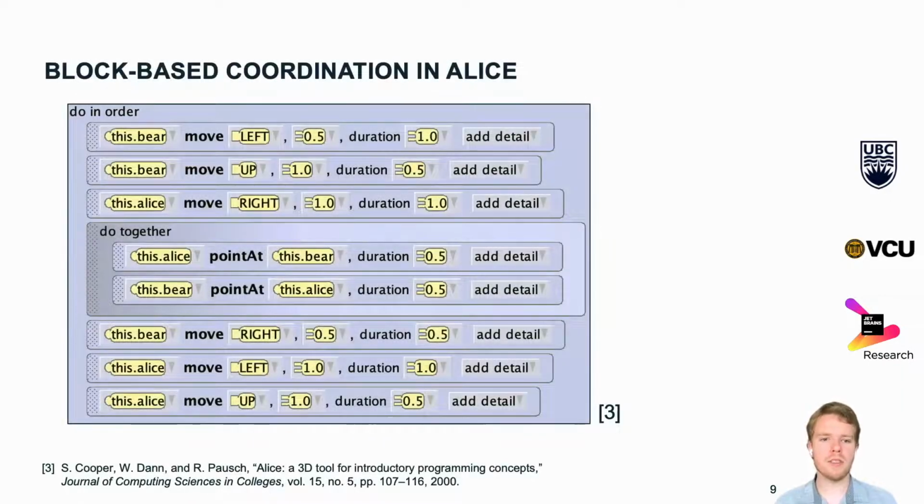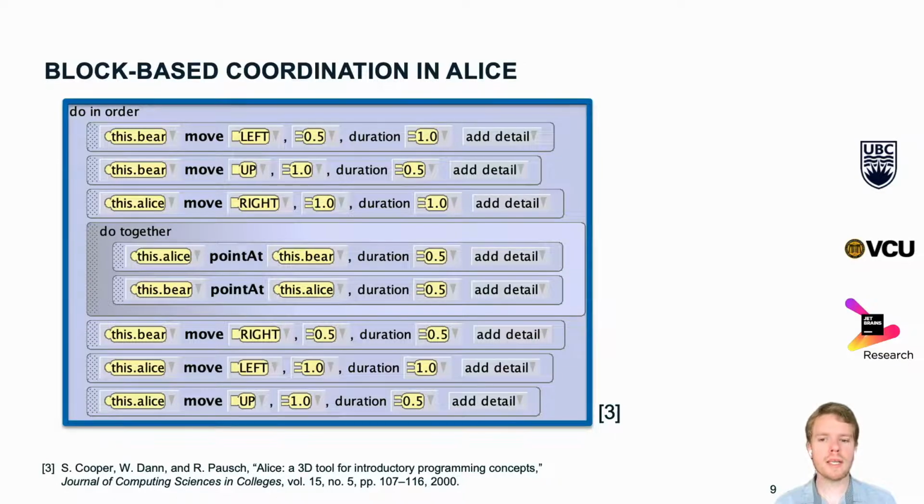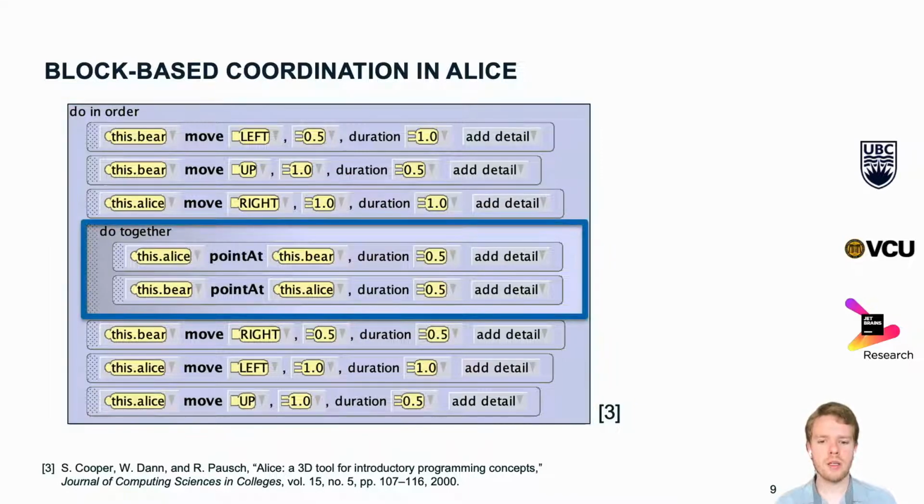Here you can see Alice that uses a different approach. It has do-in-order blocks and do-together blocks, and they can be nested. Do-in-order blocks get executed just like you would expect, one statement after another, top to bottom. For do-together blocks, on the other hand, all statements get executed at once. At the end of a do-together block, the program then waits for all statements to finish before it continues. In Alice, programs are easier to read top to bottom than in Scratch, but it is still hard to see what gets executed simultaneously, especially if you imagine that blocks can be nested much deeper than in this example.